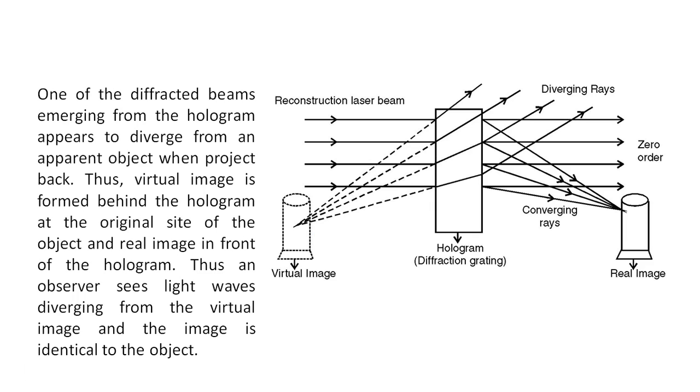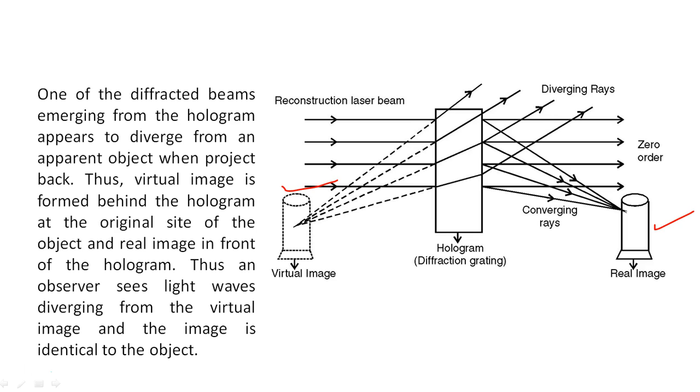One of the diffracted beams emerging from the hologram appears to diverge from an apparent object when projected back. Here you can see the same. Thus, virtual image is formed behind the hologram at the original site of the object, and real image that we can develop in the lab is in front of the hologram.